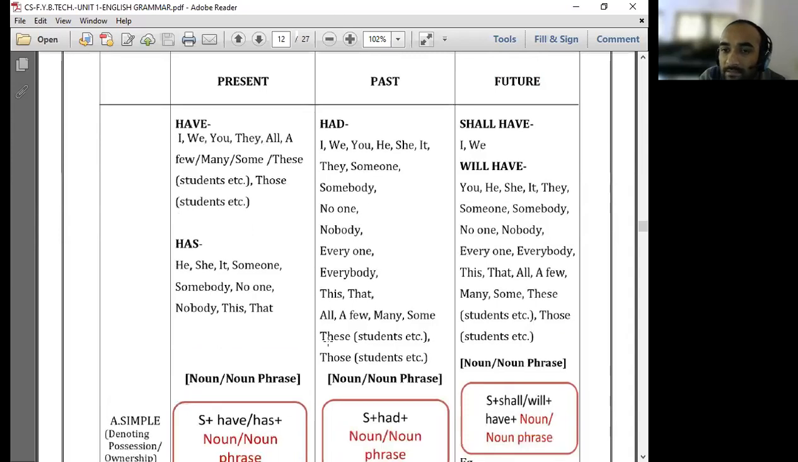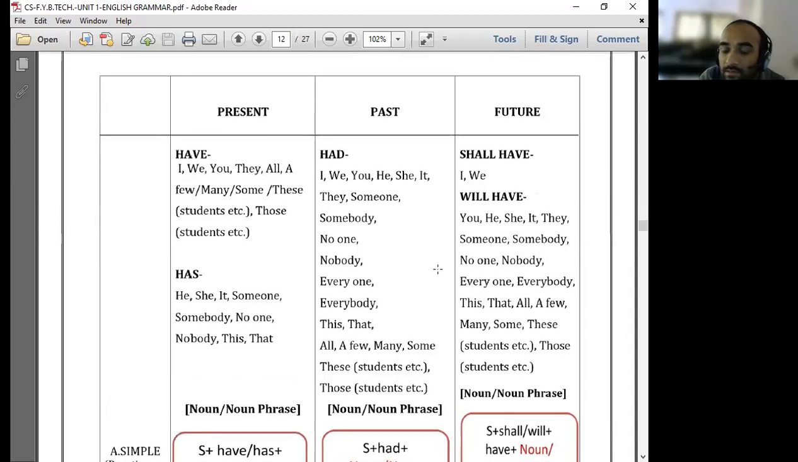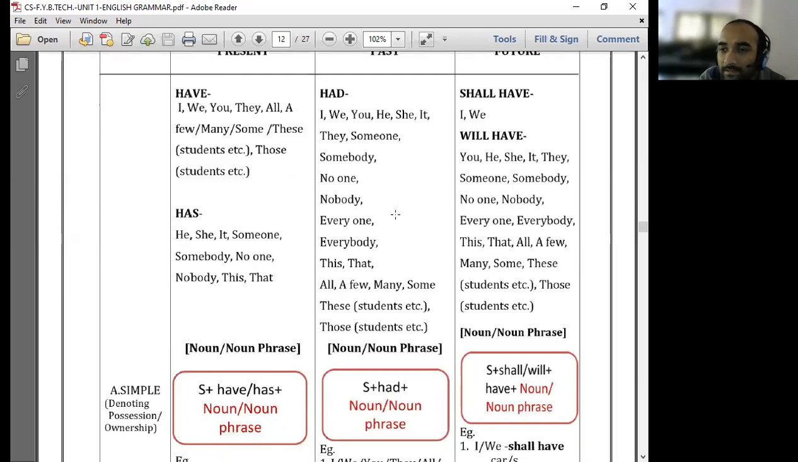Then in the past tense we use had. Had is used for each and every subject. had कशापुढे आपण यूज करू शकतो, तर कुठलाही सब्जेक्ट असो त्याच्यापुढं आपण had यूज करू शकतो. फॉर एक्झाम्पल, I, we, you, he, she, it, they, someone, somebody, no one, nobody, everyone, everybody, this, that, these, those. So had is used for all these subjects.